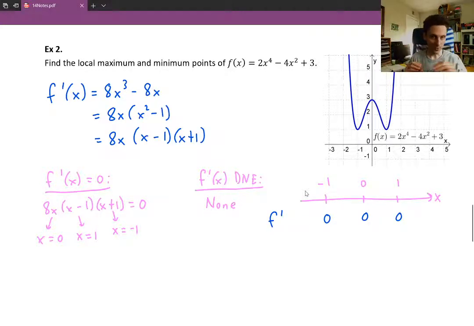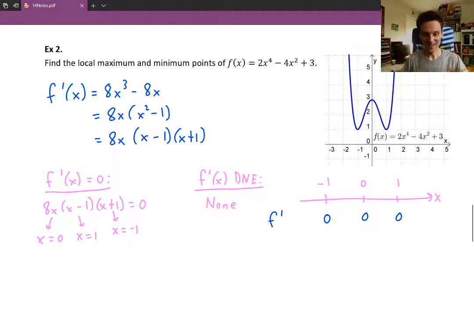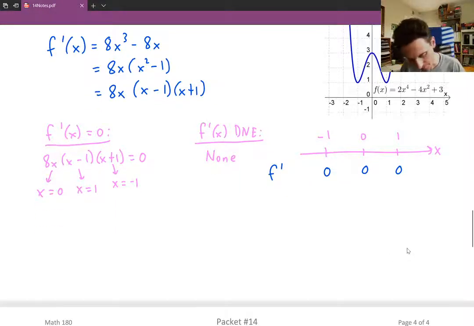So again, this row is capturing all of the outputs of f prime. And then we just have to figure out what the sign of f prime is in each of these intervals. We can take -2, for example, and plug it into the first derivative and see what the sign is. Let me do that work down here on the bottom.